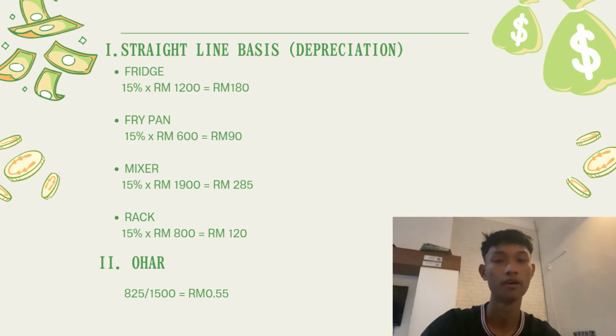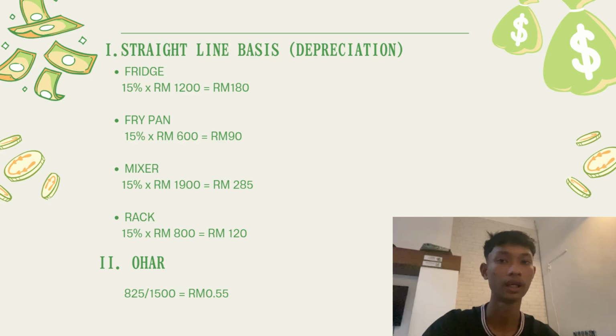the calculation of overhead absorption rate. Number 1, straight line basis. We use the straight line method to calculate depreciation at a rate of 50% per year. This method spreads the cost of equipment evenly over its useful life. The calculations are as follows.